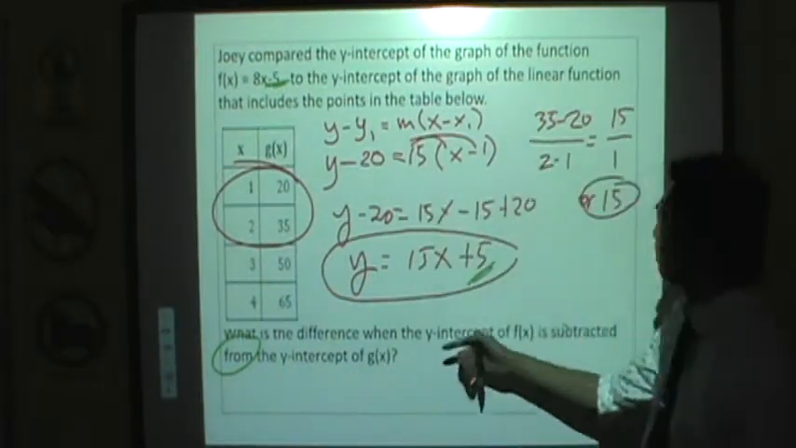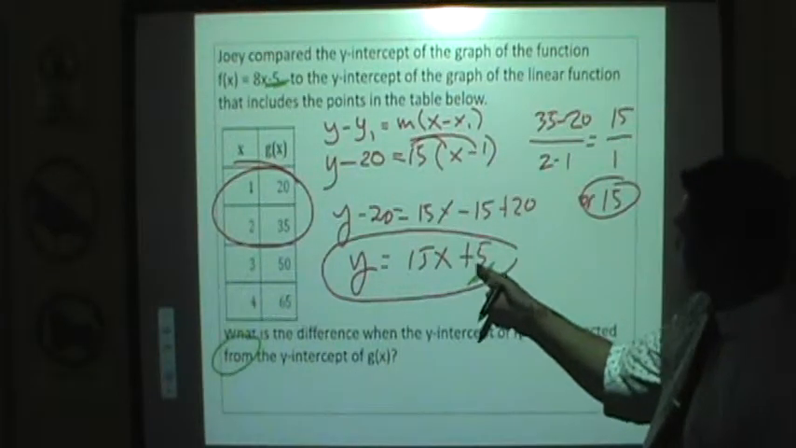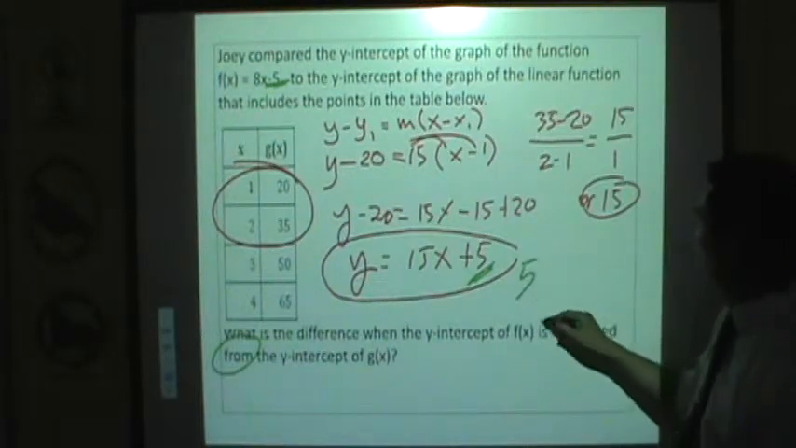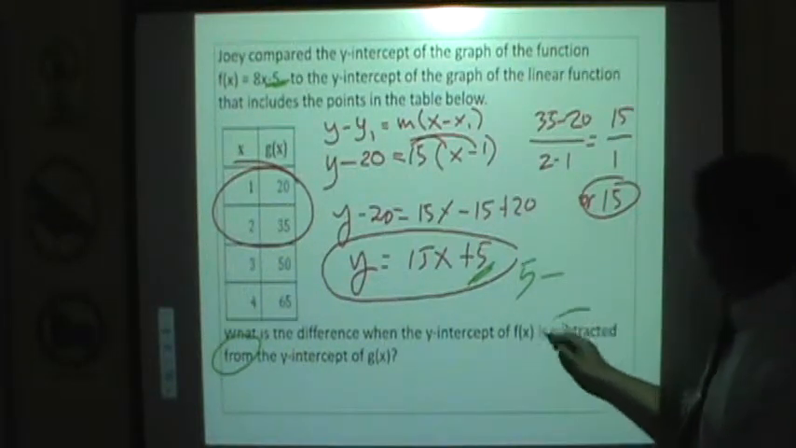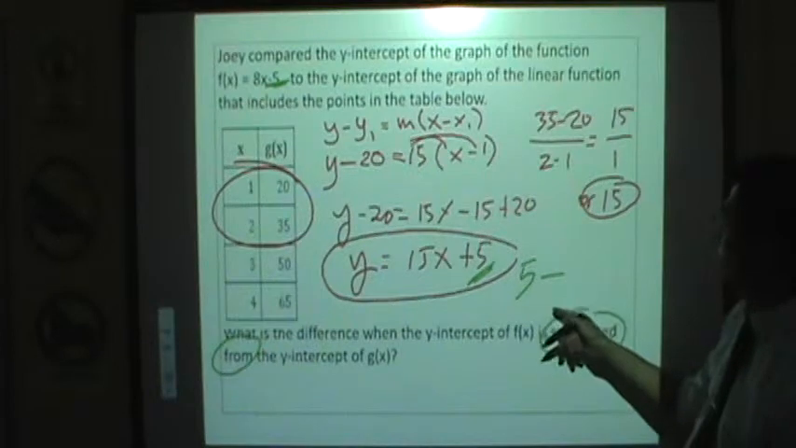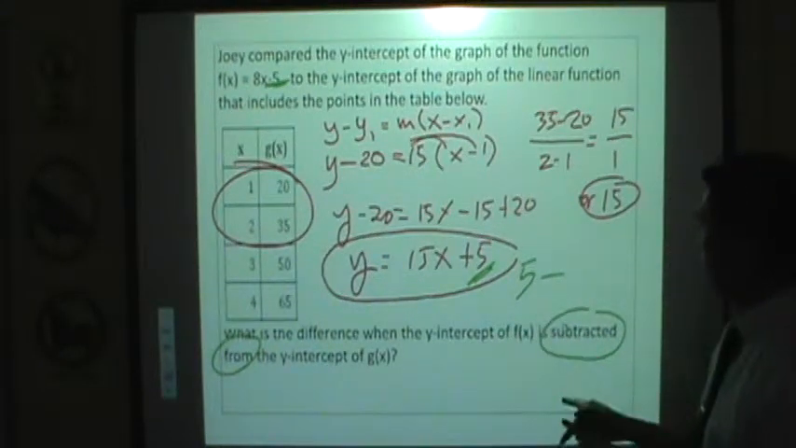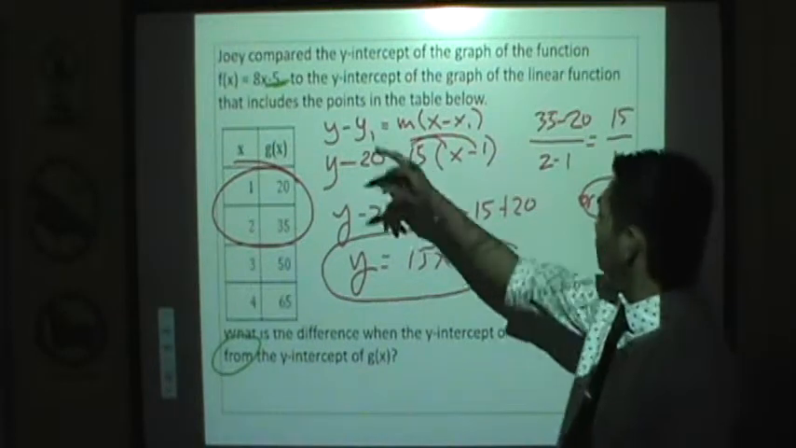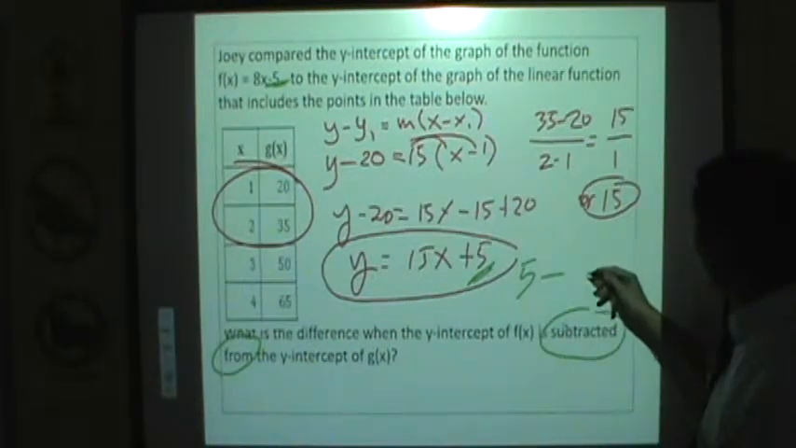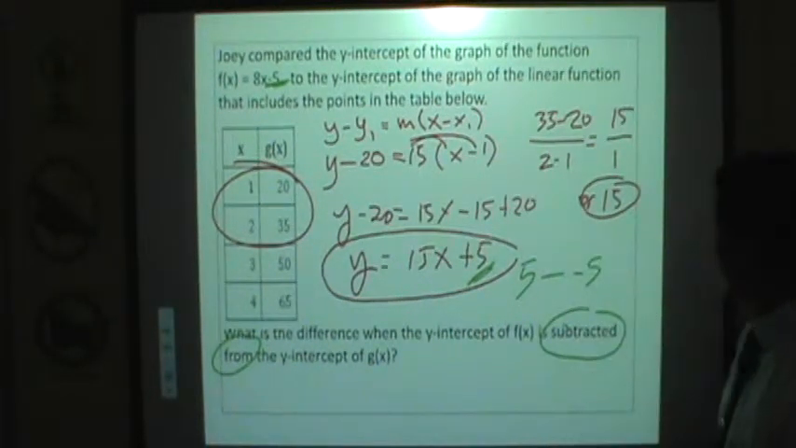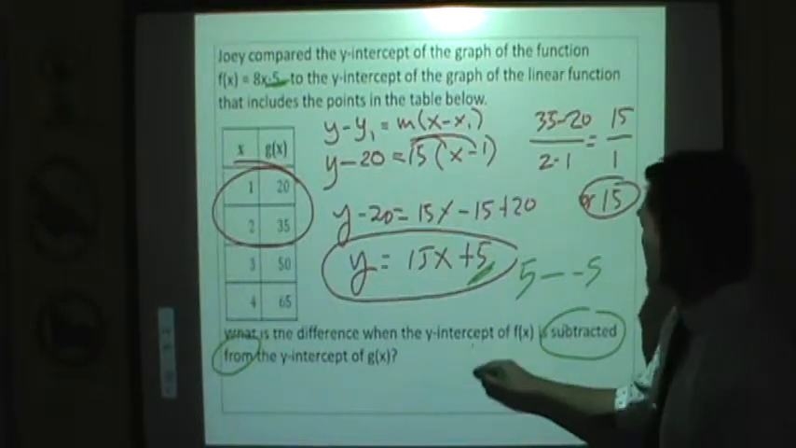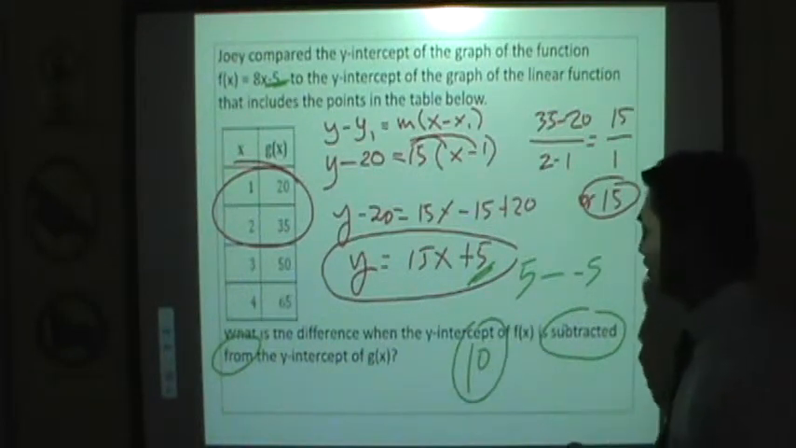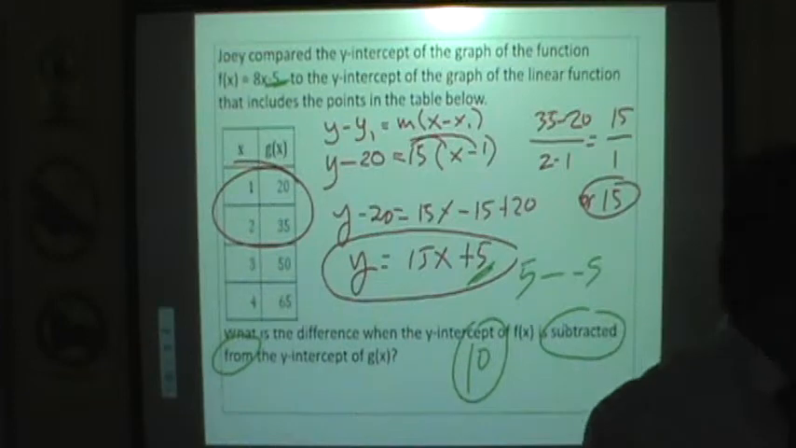First, I need this one first. Second one. So 5 minus, minus because of that. So 5 minus from gx, and minus the y-intercept there is negative 5, so it will be negative 5 here. So 5 minus negative 5 should give you 10. Whew. That's a long problem.